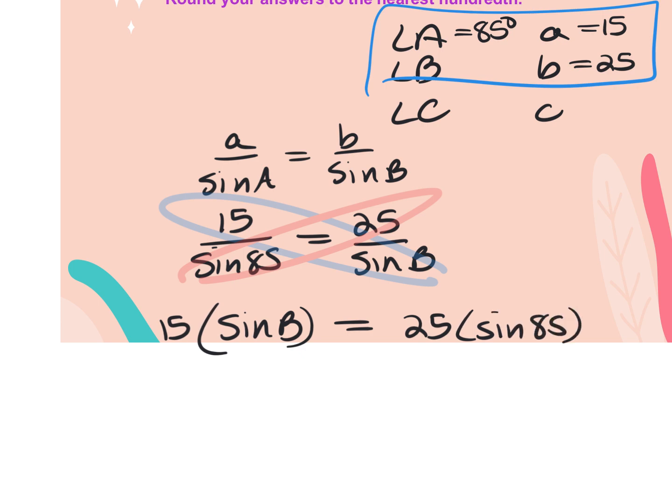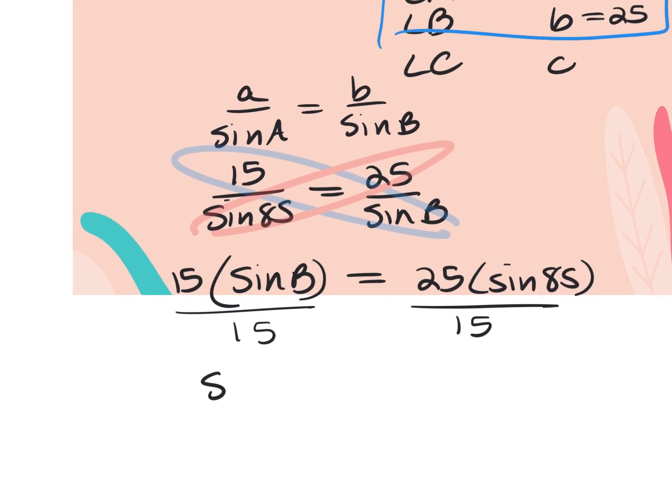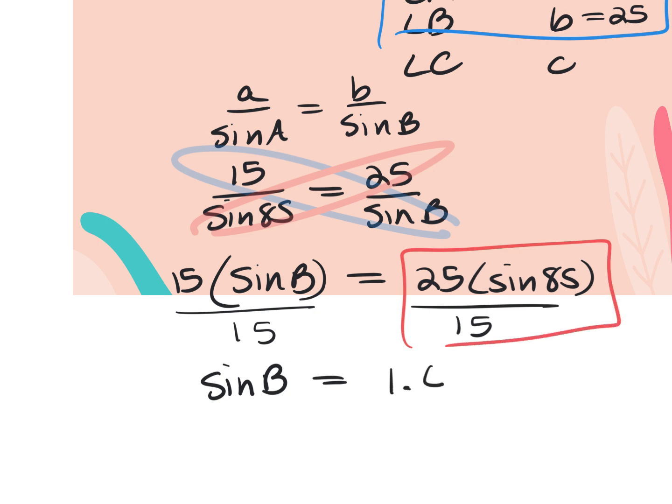So I'm going to divide both sides by 15. And then I get sine of B. And if you'd rather, I'll just write down this. Once I multiply this and this, it's going to give me 1.6032447.